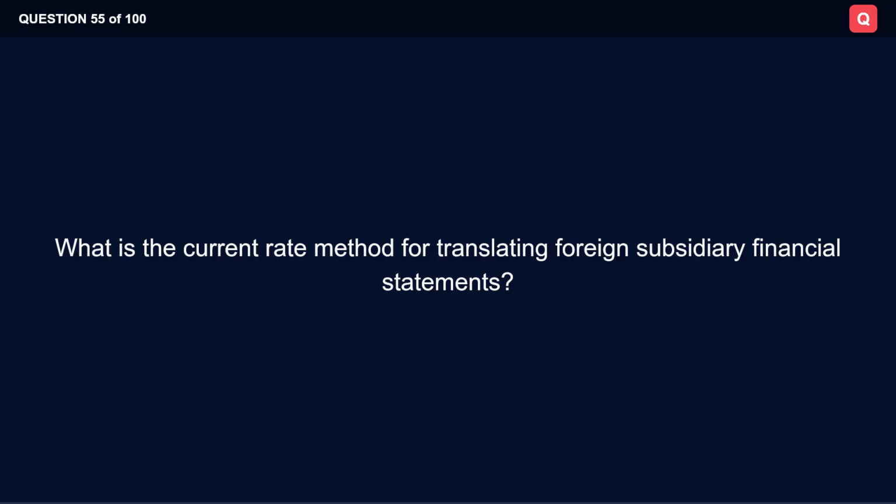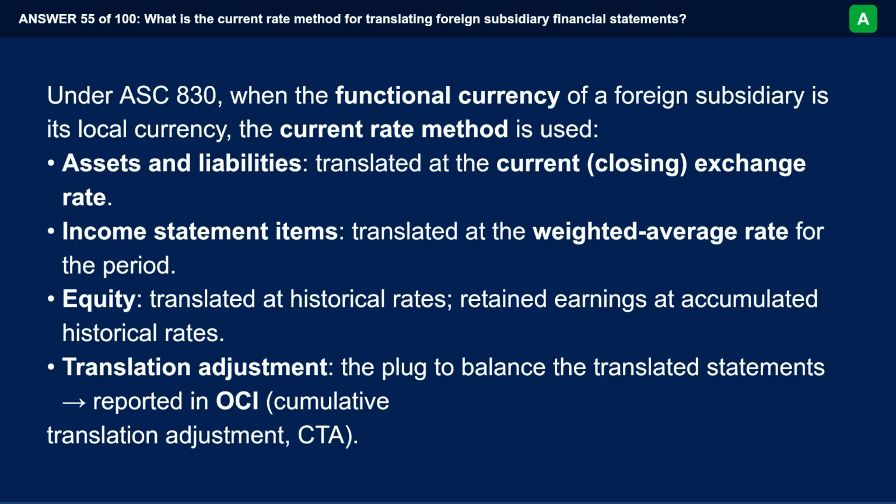What is the current rate method for translating foreign subsidiary financial statements? Under ASC 830, when the functional currency of a foreign subsidiary is its local currency, the current rate method is used. Assets and liabilities are translated at the current, closing, exchange rate. Income statement items are translated at the weighted average rate for the period. Equity is translated at historical rates. Retained earnings at accumulated historical rates. Translation adjustment, the plug to balance the translated statements, is reported in OCI, cumulative translation adjustment, CTA.